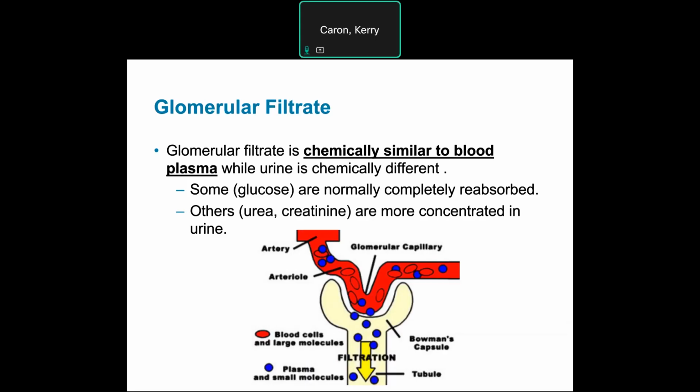Urine is pretty chemically different though. So a change has to happen. Some things like glucose, we reabsorb into the body because we need glucose. There should never be, unless you're diabetic, glucose in the urine. Okay, so we reuptake glucose. We need that. Other things like urea, that harmful nitrogenous waste from breakdown of amino acids, and creatinine, those things we can get rid of. So we concentrate that into urine.